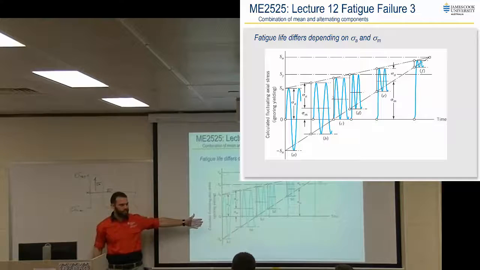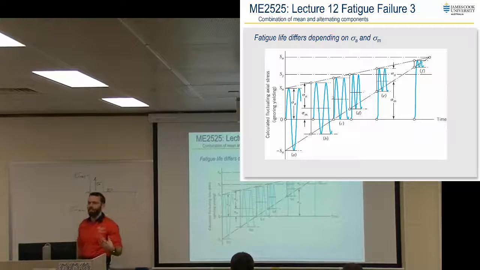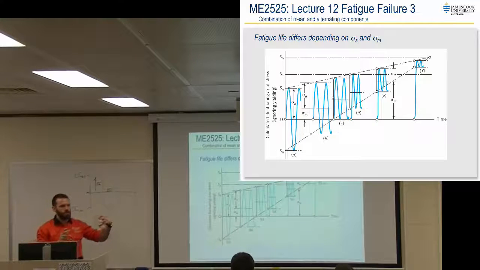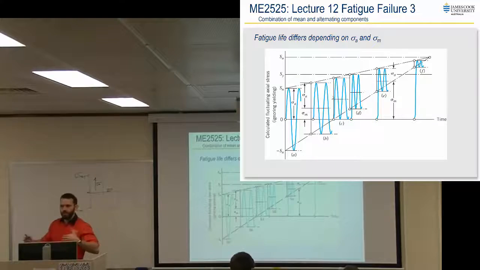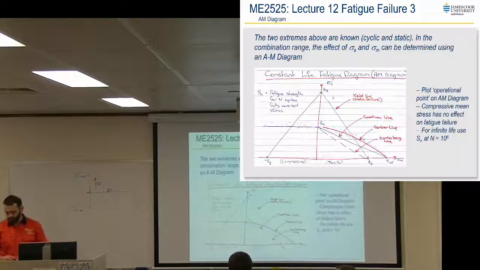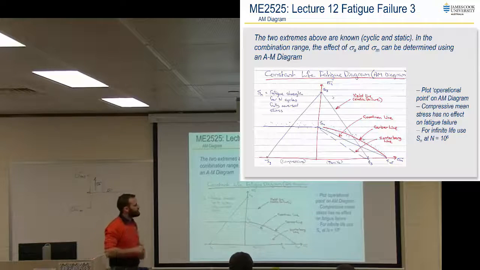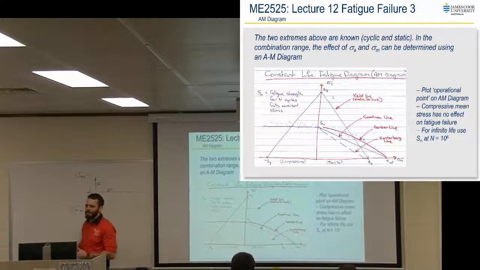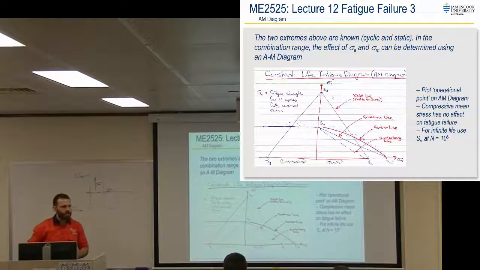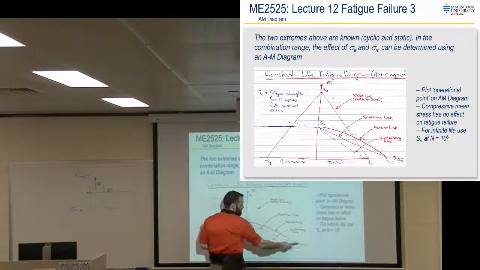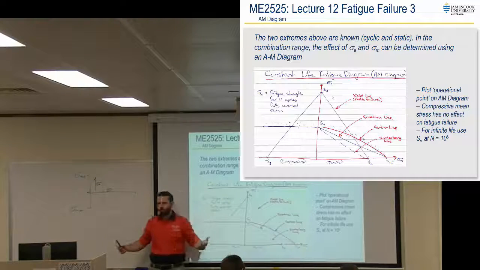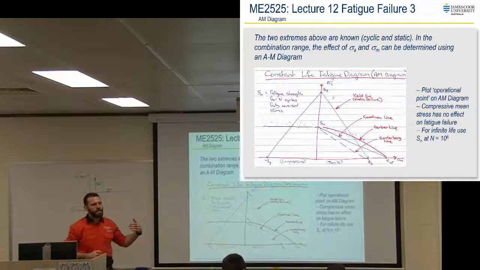Now, that's a very complicated thing to do using that table. So what they've done is actually boil that down to a really simple graph that we can work out a failure criterion on. And that'll effectively do that projection for us, working out where you sit in relation to what's allowed. And this is it. It's called a constant life fatigue diagram, or AM diagram. Think about A and M for a second. Sigma A, alternating. Sigma M, mean. AM diagram. Okay? And so if you have a value for sigma A and a value for sigma M, you can plot a Cartesian point on this curve.